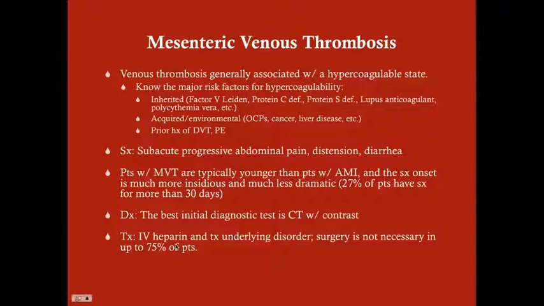And for the treatment here, 75% of patients won't need surgery. So initially what we're going to do is heparinize these patients and then treat whatever underlying disorder is there. If there's an inherited disorder, we're going to want to work up for that. Usually we're not going to be able to treat that directly. But if there's an acquired cause, so if they're taking oral contraceptive pills, we're going to want to tell them to quit that. If there's liver disease, we can treat that depending on the cause. So you can usually work your way around these acquired diseases. So you're going to want to treat the underlying disorder. IV heparin and treat the underlying disorder.